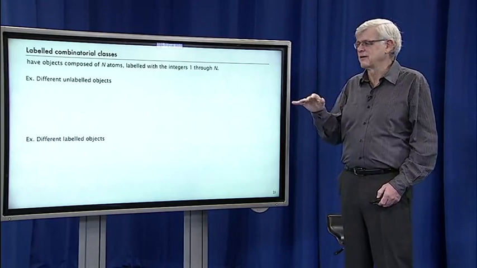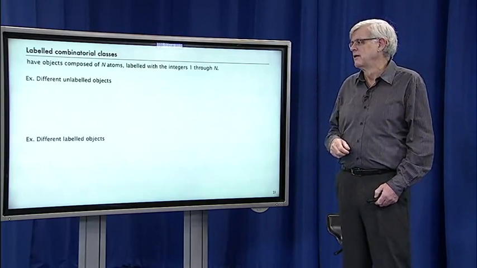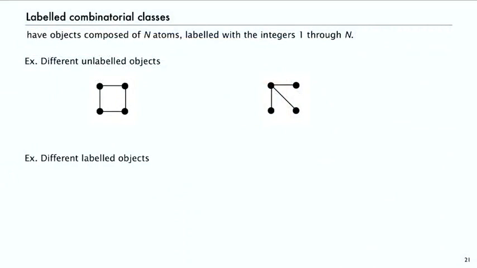And just to make that clear, we consider them to always be labeled with the integers 1 through n. Schematically, for unlabeled objects, you can consider those two objects to be different. They have a different structure. But when they're labeled, there's different ways to label them that make different objects. For example, that's two different ways to label that square. So in the one on the left, 1 is connected to 2 and 4. The one on the right, 1 is connected to 3 and 4.